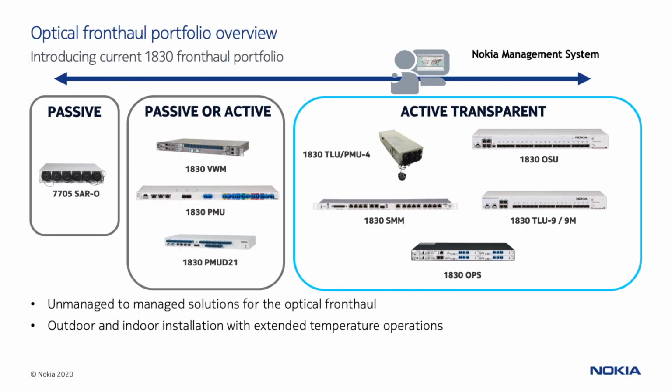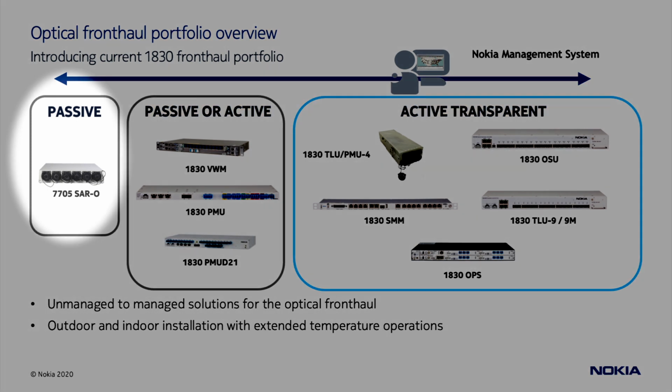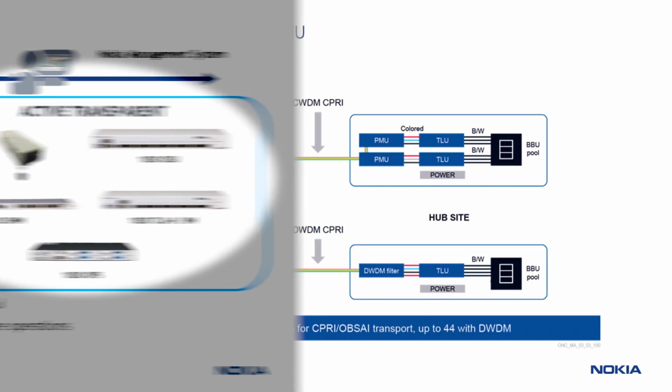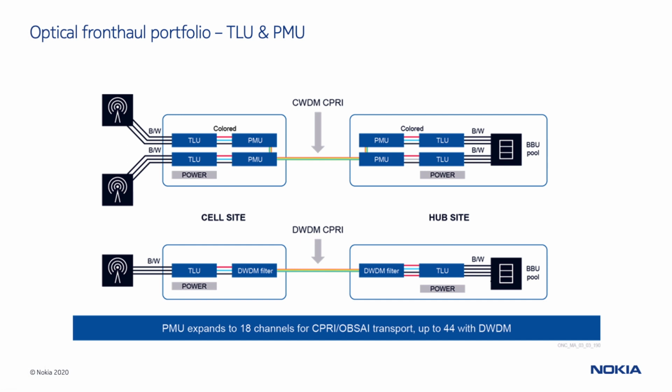Several components belong to the VWM solution. Some of them are passive. Others can be used in a passive or in an active mode. Some others, instead, are active and related to active architectures only. We will now focus on this configuration, which is mostly based on two components, a translator and a MUX/DMUX.